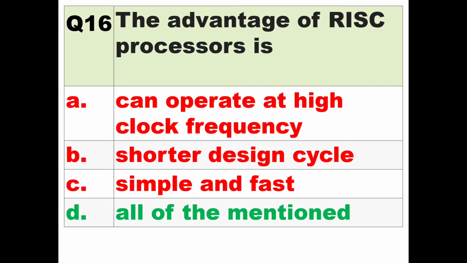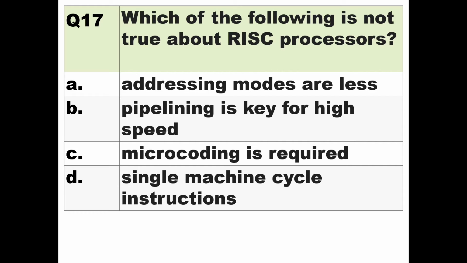Okay. Then we'll go to the next question, question number 17. Which of the following is not true about reduced instruction set processor, RISC? Okay. So the first option is addressing modes are less. This is true. Pipelining is the key for high speed. This is also true. Microcoding is required. No. Microcoding is not required in RISC because you don't want to make any instruction complex. So microcoding is not required. So option C is not true. Single machine cycle instructions is true. Okay. So here option C is the one which is not true about RISC processor, reduced instruction set computer processor.